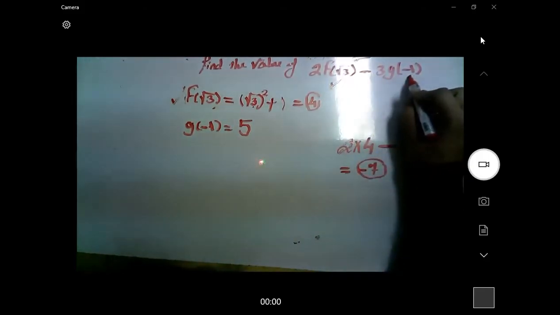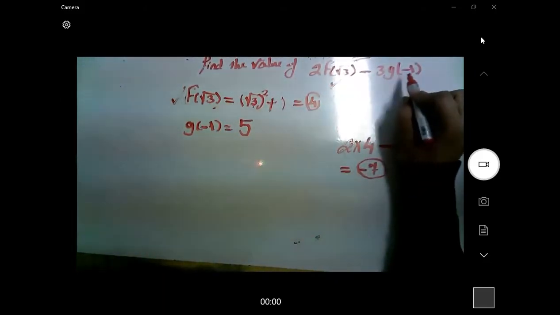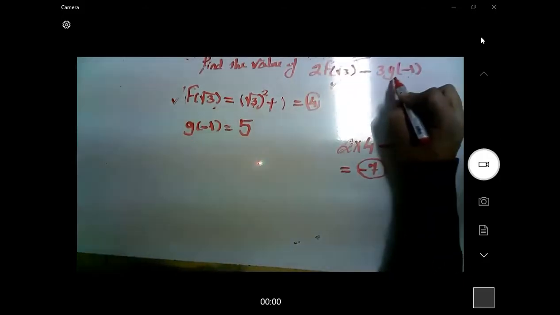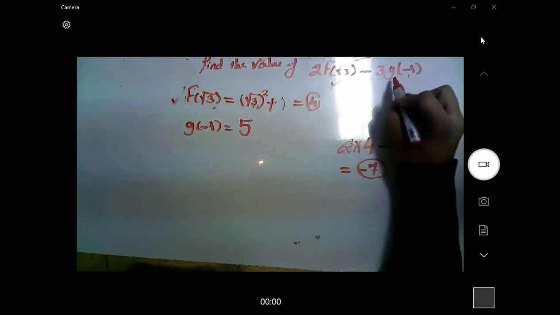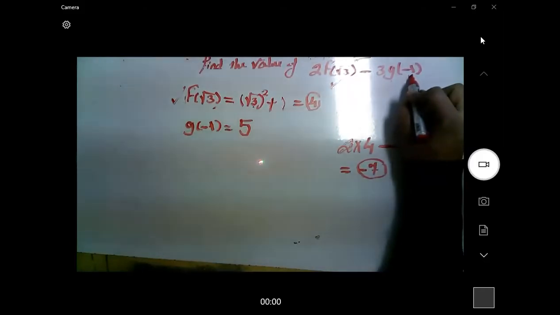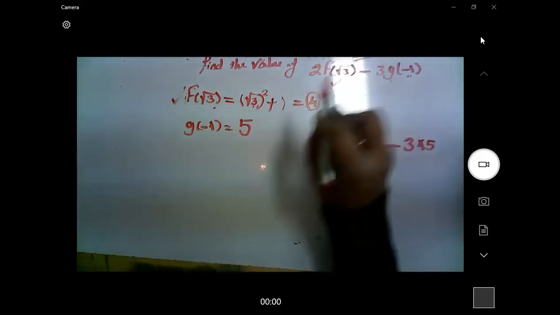g of negative 1 means that you are going to replace x by negative 1 in the second function. The second function, g of x, is constant. g of negative 1 is 5. g of 7 is 5. g of 3 is 5. g of 0 equals 5. Then g of negative 1 is 5.